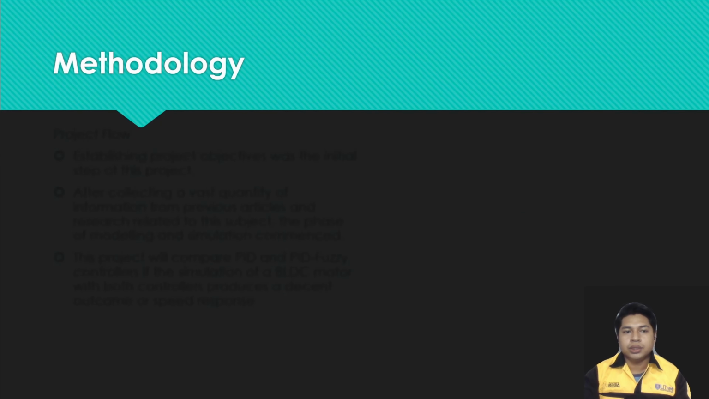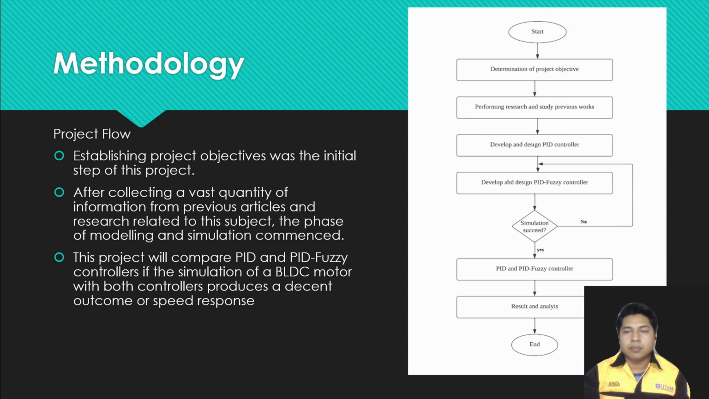Next, for the methodology, we start with the project flow. Based on the flowchart, first we establish the project objective as the initial step of this project, and then we perform research and study the previous work. After that, we develop and design the PID controller, and after that, we run the simulation.